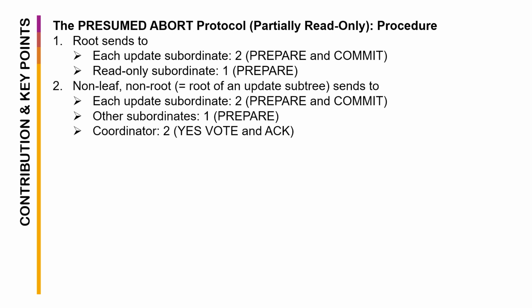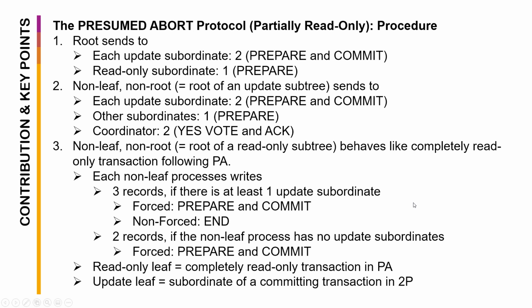Now, each one of the non-leaf, non-root processes that is the root of an update subtree sends two messages to each update subordinate, which is prepare and commit. It sends one message to other subordinates, which is prepare, and two messages to the coordinator, which is a yes vote and acknowledgement, or ACK. Now, each one of the non-leaf, non-root processes that is the root of a read-only subtree behaves like a completely read-only transaction following the presumed abort protocol.